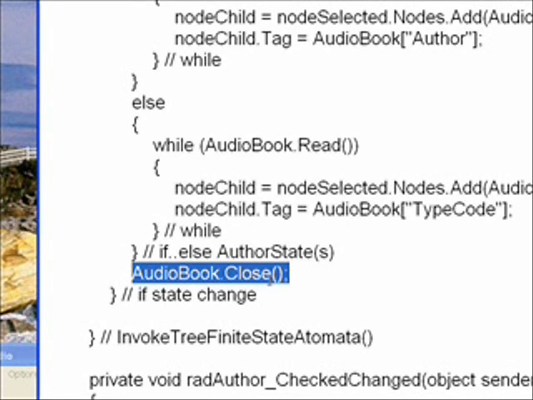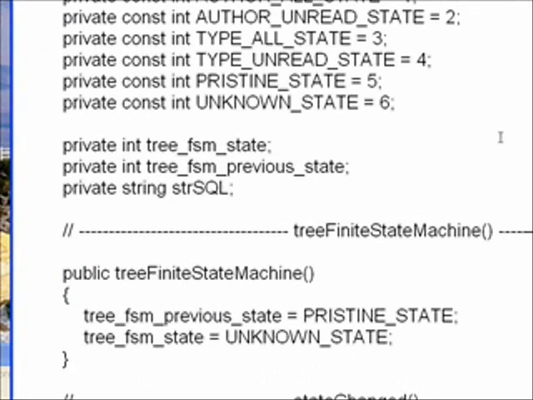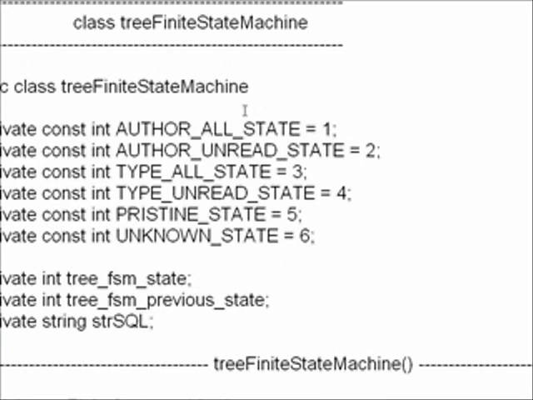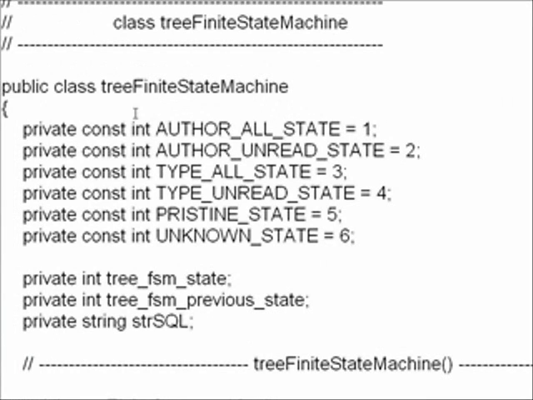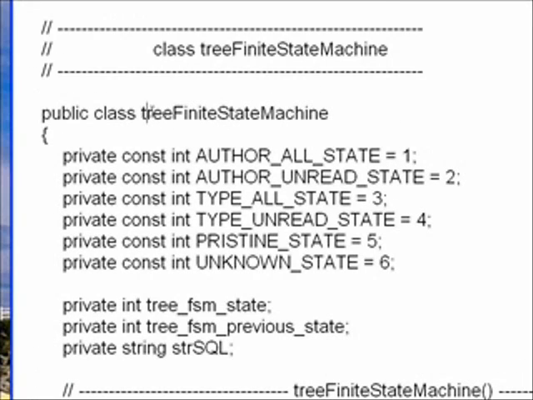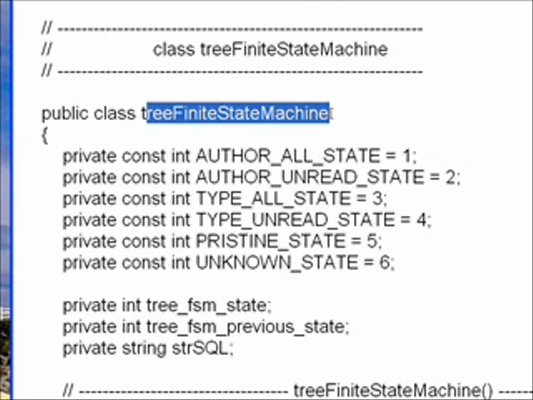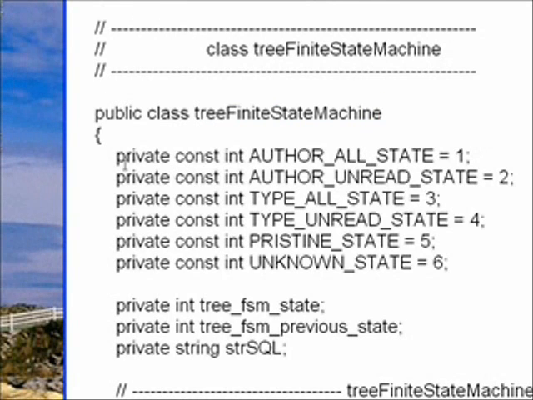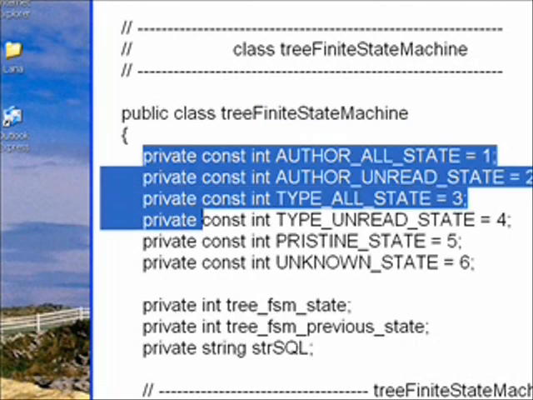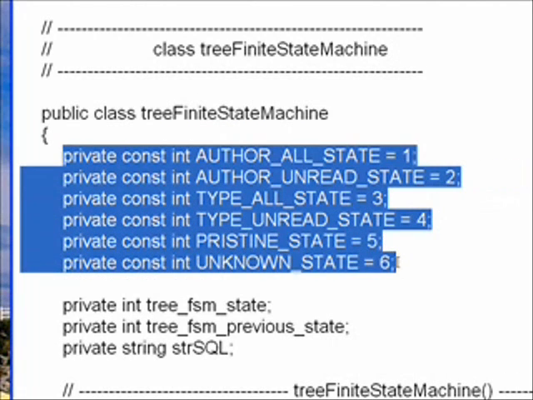So let's take a look at this new class, the tree finite state machine. The first thing we have in the class is 6 integer constants. They're defined as private const int. And then I by convention usually make them all capital letters and have words separated by underscores so that I can distinguish constants from regular variables.